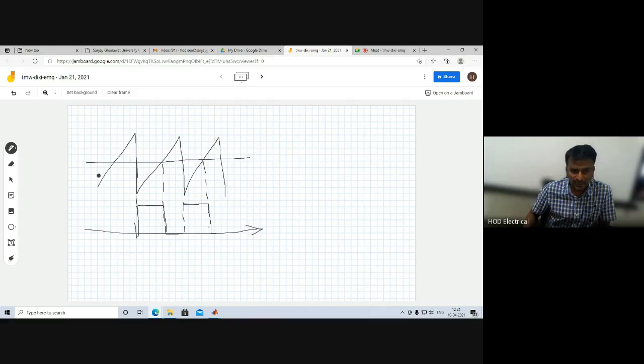Whenever the DC value is in this region, the on time will be more and the off time will be less. Whenever it is in this region, the on time will be very little and the off time will be more. So this is what I am going to do here.